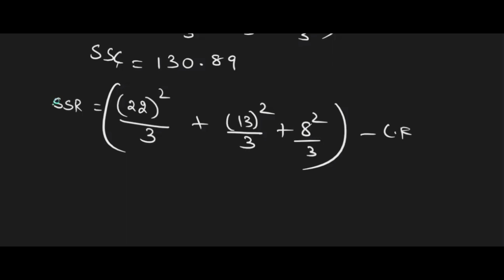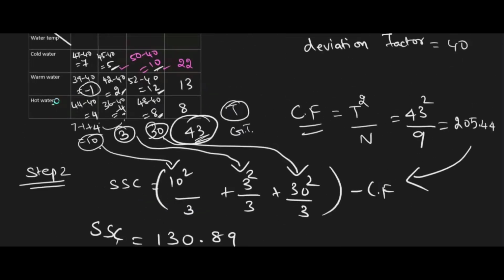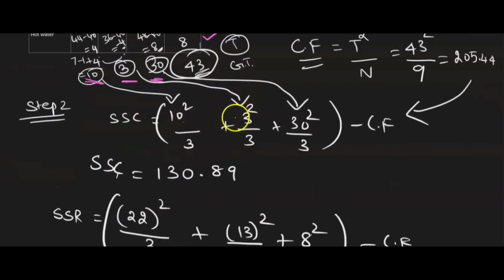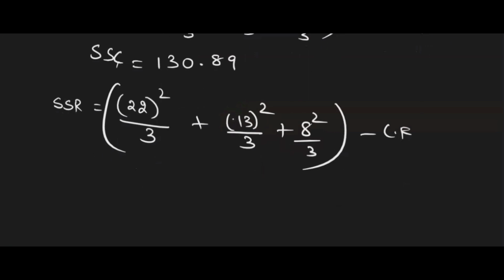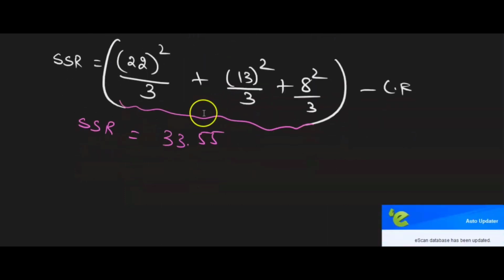Your formula is similar. For SSC we used all these column totals. If you notice, this is the first column total, second column total, third column total. That is what we have used. So for SSR, first row total is 22, second row total is 23, third row total is 8. So I have written this minus correction factor. After simplification, your SSR is 33.55. Please check the values, and first you have to add all the values inside the bracket, and then only subtract it from the correction factor.